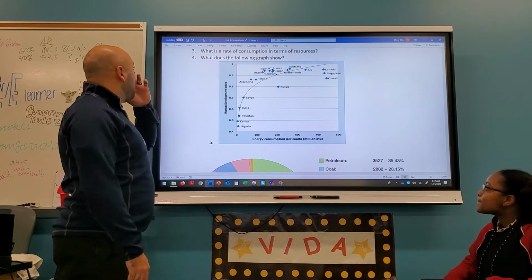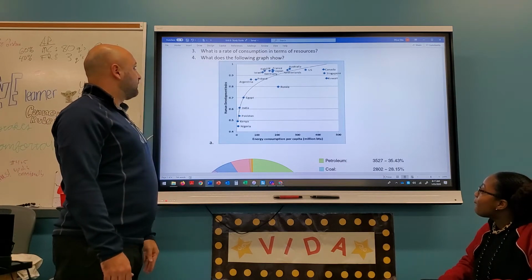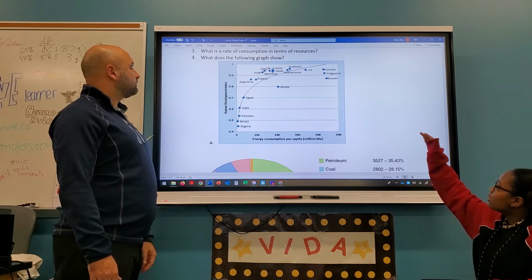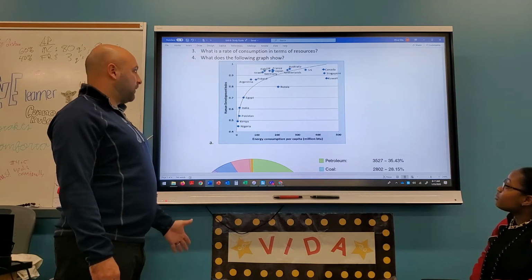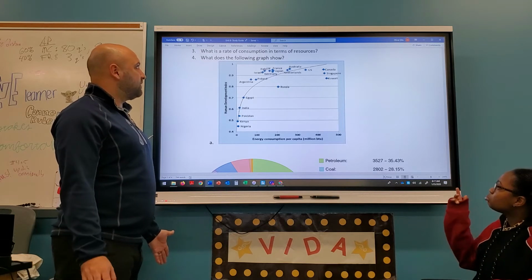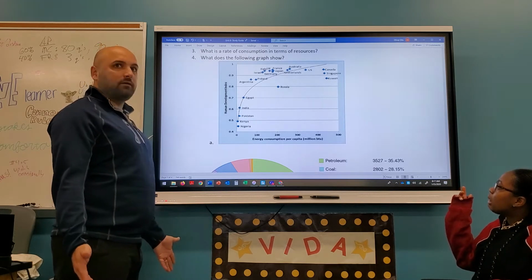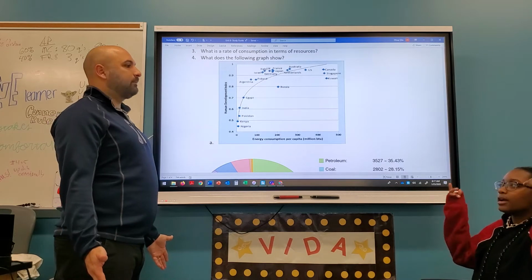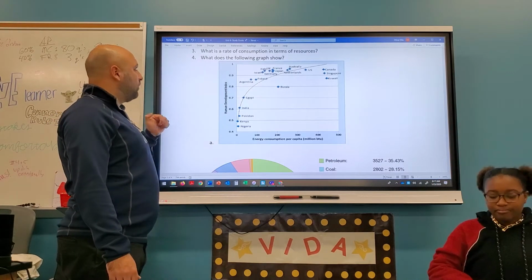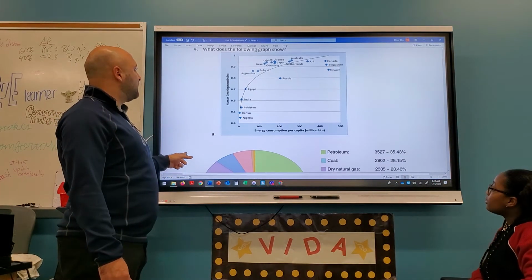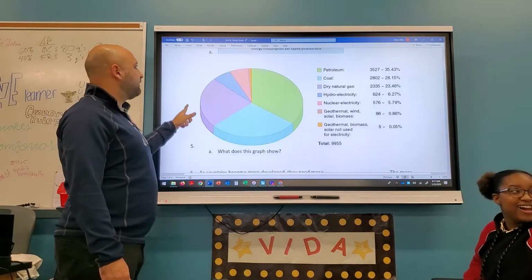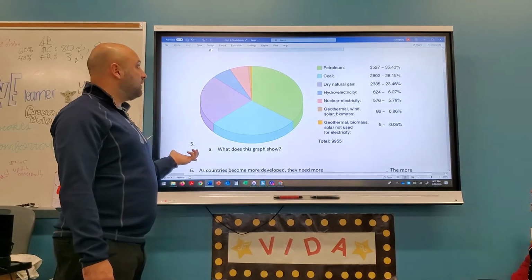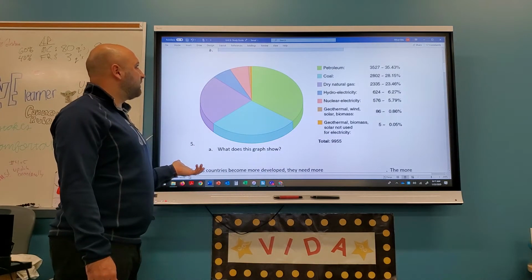Consumers consume things. Now, what does the following graph show? How much energy the countries use, per person. But what about the countries in particular? The developed ones use more energy, and undeveloped ones use less, because they primarily use what for fuel? Wood. Biomass.